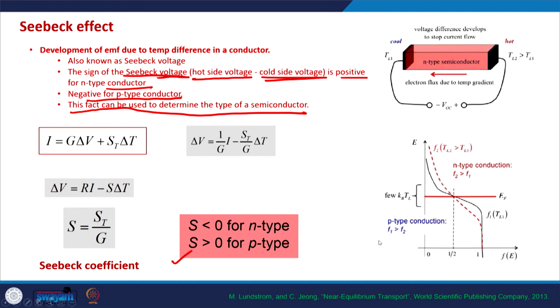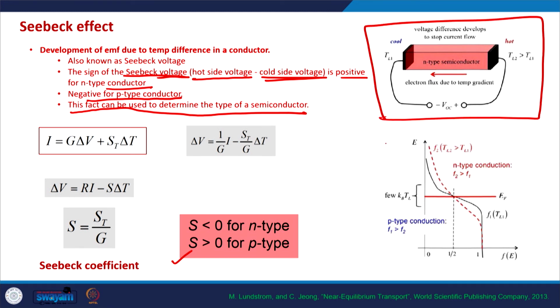I would also like you to think more about it and see how electrons will flow in a P-type semiconductor. In this particular example, we have taken an N-type semiconductor. So I recommend all of you to look into the situation when, instead of an N-type semiconductor, we take a P-type semiconductor. In that case, how will the electrons flow when the left contact is cool and the right contact is hot?